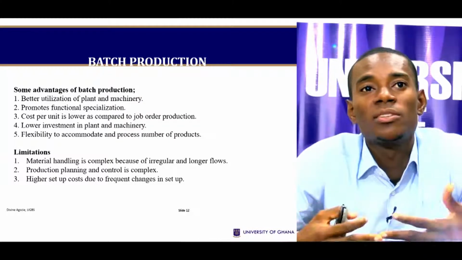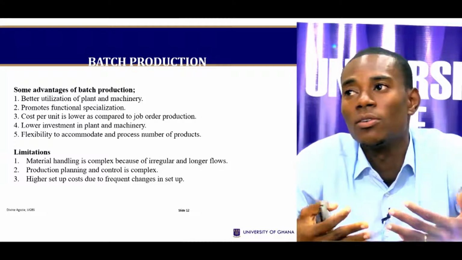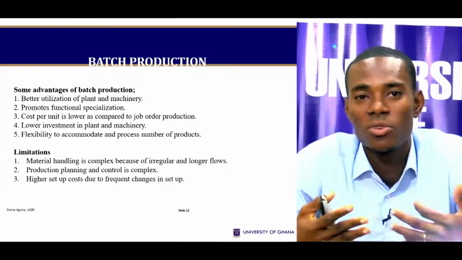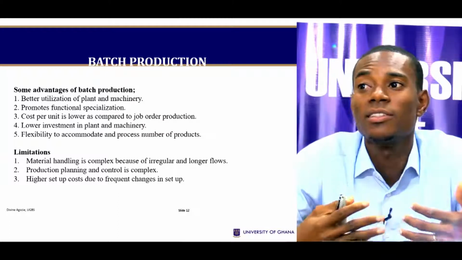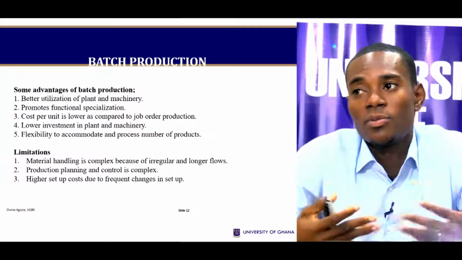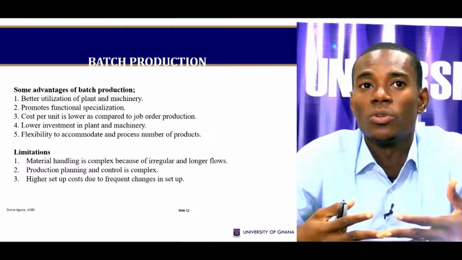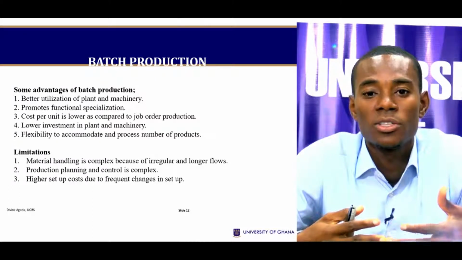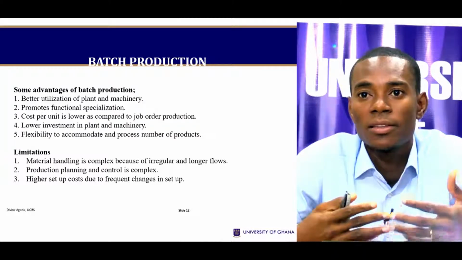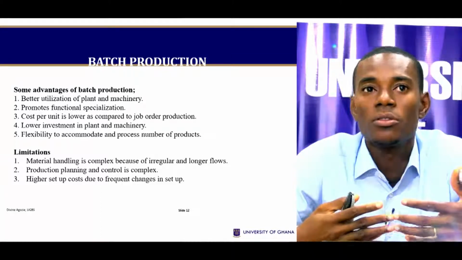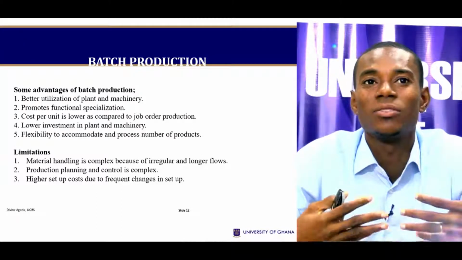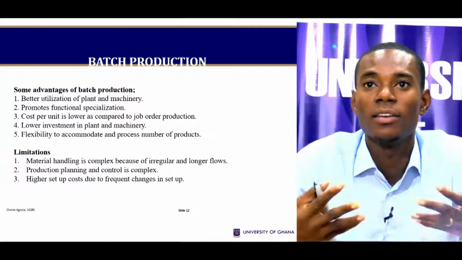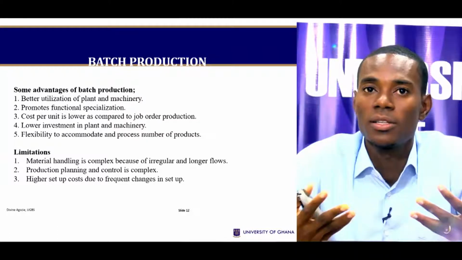Now, some limitations here. Material handling is complex because of the irregular and longer flows. Some batches could have shorter run times, others could have relatively longer run times, and you may need to juggle in between whatever variations occur in the specifications or in the orders that the organization would have. And then production planning and control is complex. It's understandable. You're not planning for just one item. You're planning for a number of items and series. So you really need to consider some robust planning system that would make sure there is high efficiency in the entire batch production, and high reliability for the product and all that.